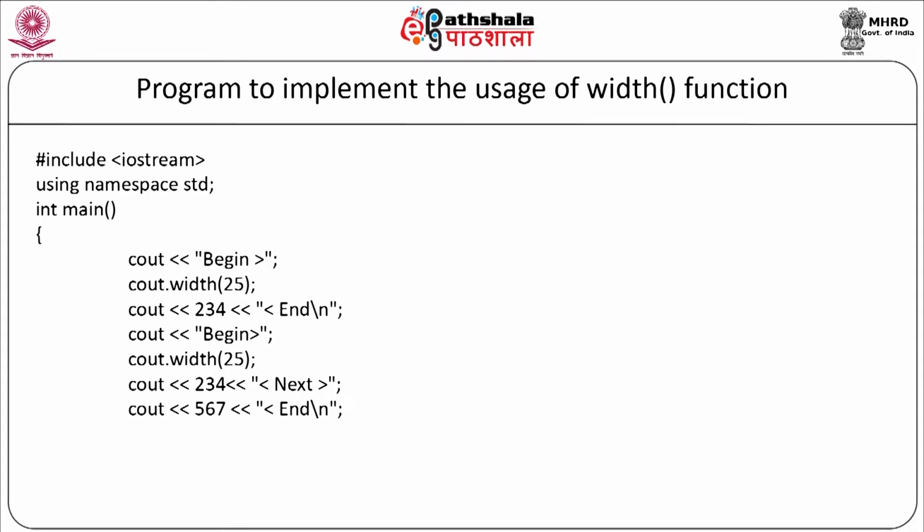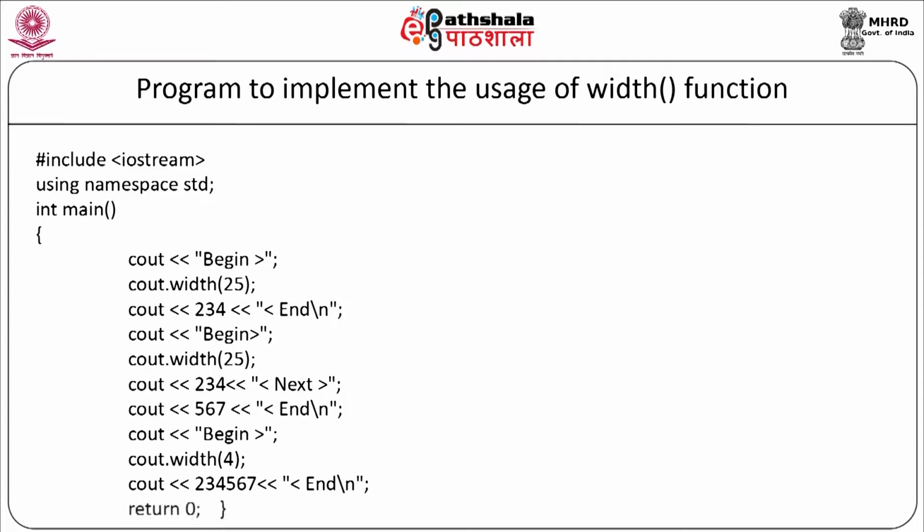Now next will be cout << begin, that is the text that we are going to display. Now we will set the width as 4, cout.width(4), cout << the number 234567 and the text end, endl, return 0 and our program will end.